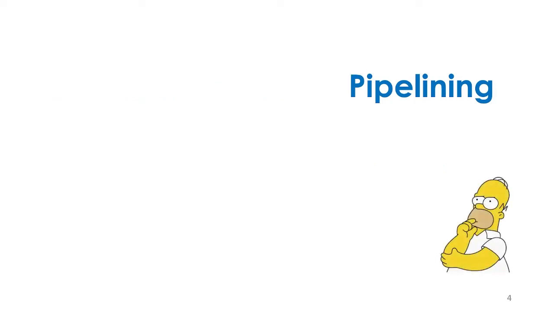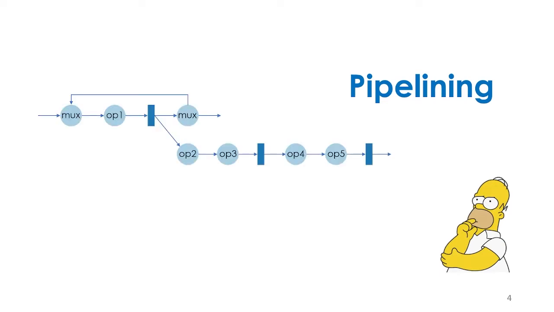First, let's revisit hardware pipelining. Here is an example of pipelined hardware. Each circle represents a hardware operation, and each square represents a register. The edges represent the flow of data.